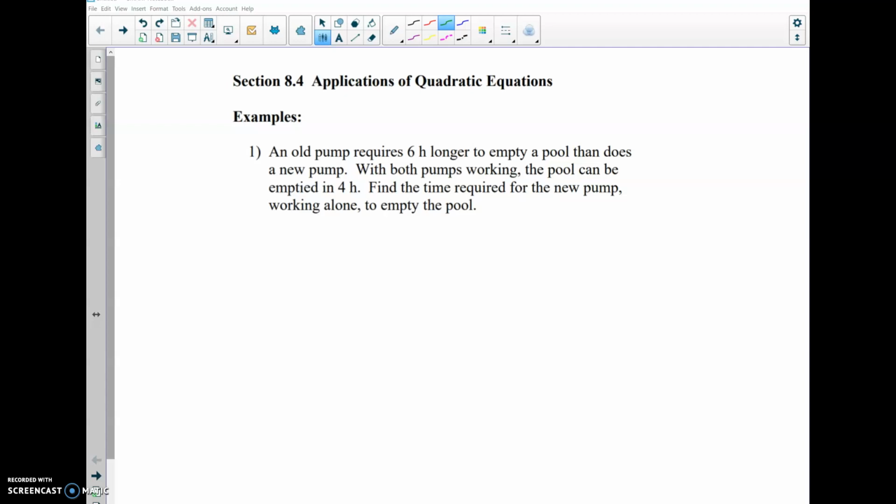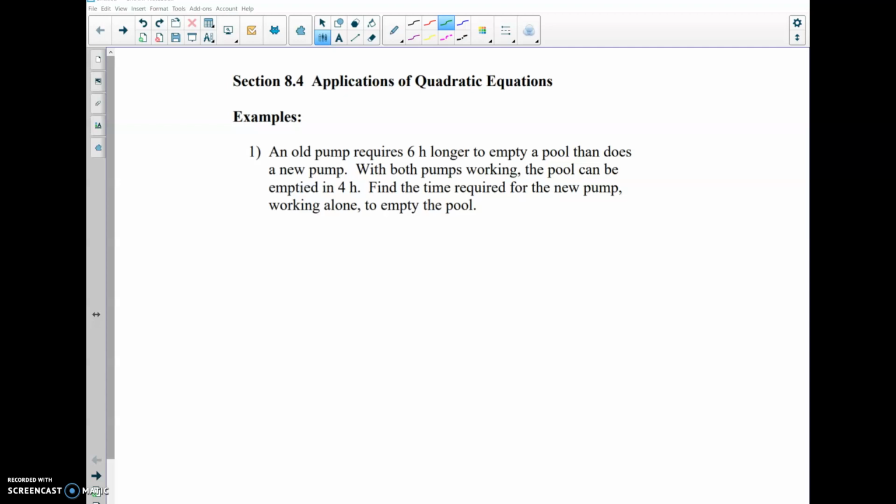Hey guys, so today we're going to do section 8.4, applications of quadratic equations, so some word problems here. On Monday we did section 8.3, where we solved quadratic equations in quadratic form. So today we are going to use the skill that we reviewed at the end of Monday's lesson, where we have rational equations that we're solving for.